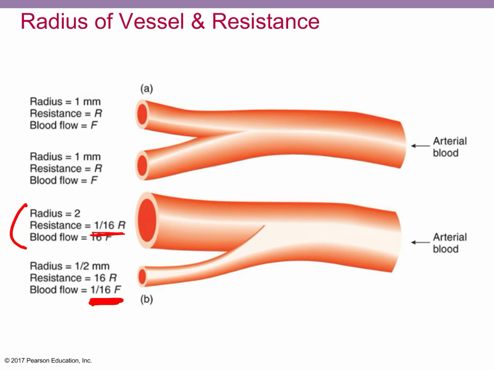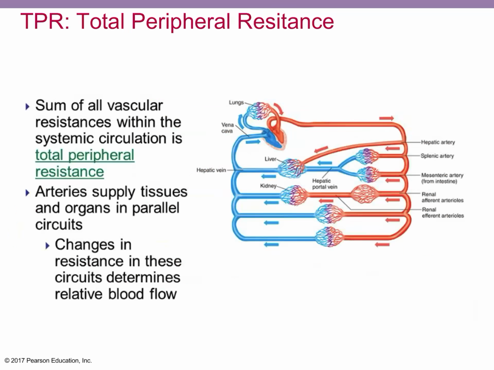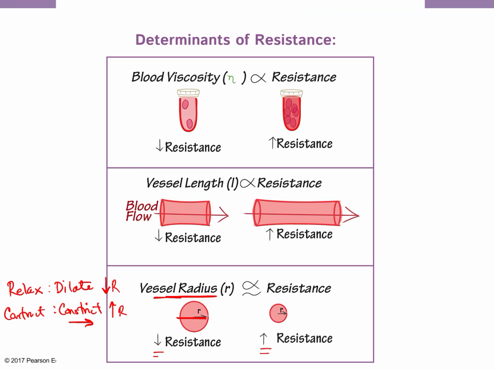And the opposite is true, right? If the radius decreases by half, then it increases the resistance 16 times. So it's very drastic. So this is a very good way to control blood flow through vessels, by changing the diameter. Okay. Staying on this.